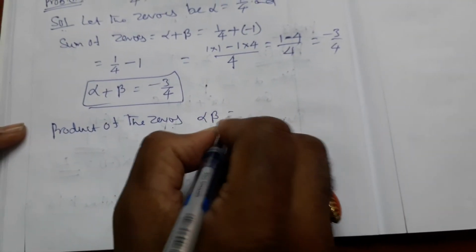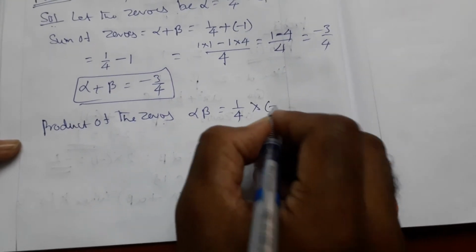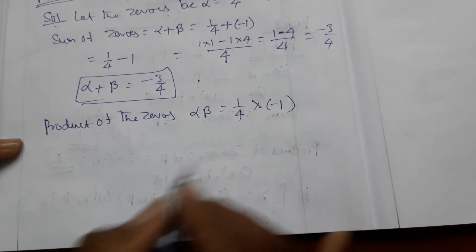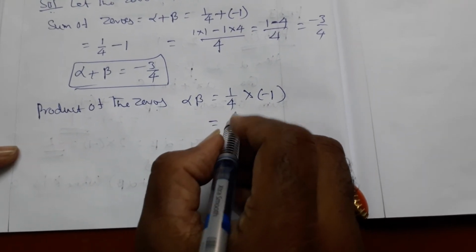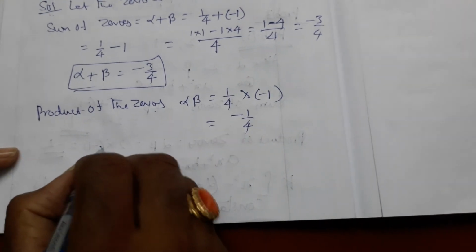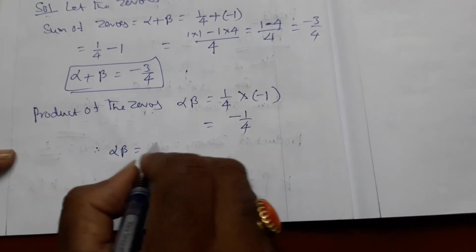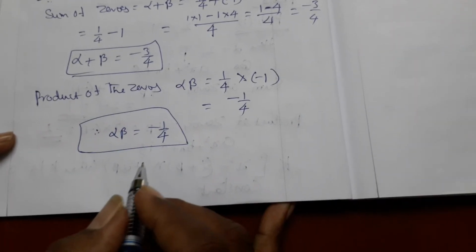Alpha into beta equals 1 by 4 is alpha, that's why 1 by 4 into minus 1. This is beta in this problem. That equals 1 by 4 into minus 1, that means 1 into minus 1 by 4. Therefore, alpha into beta, the product of zeros in this problem, is minus 1 by 4.